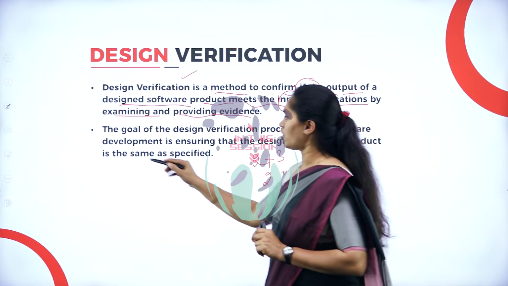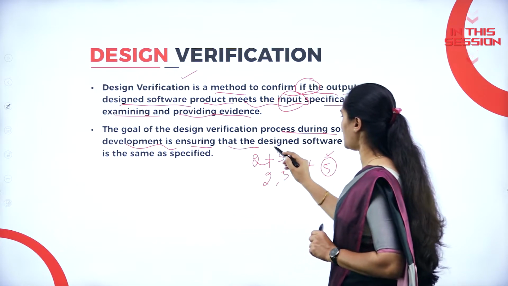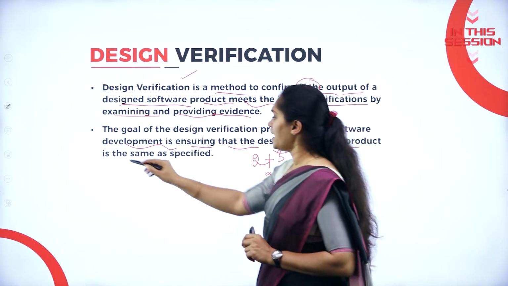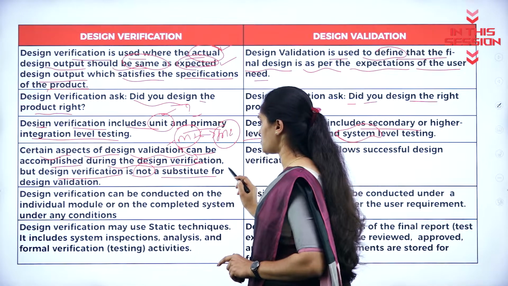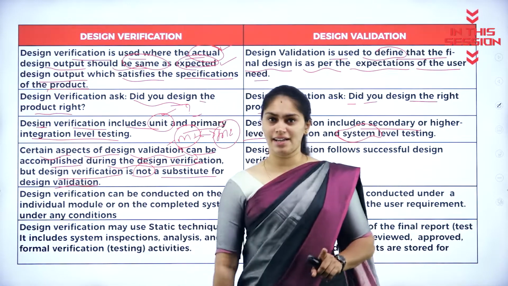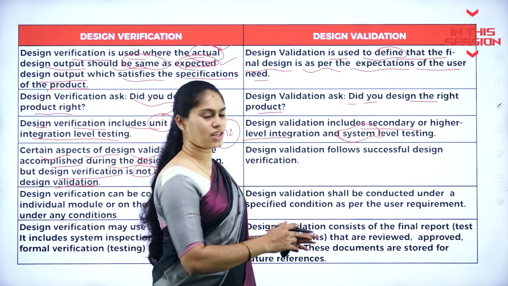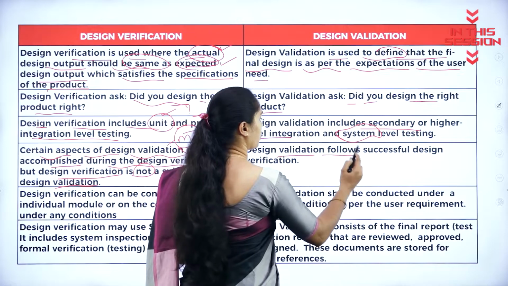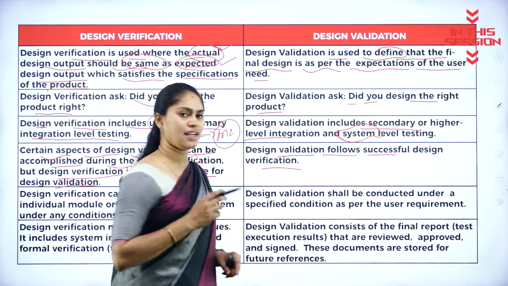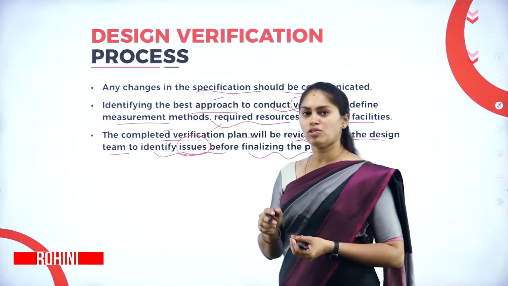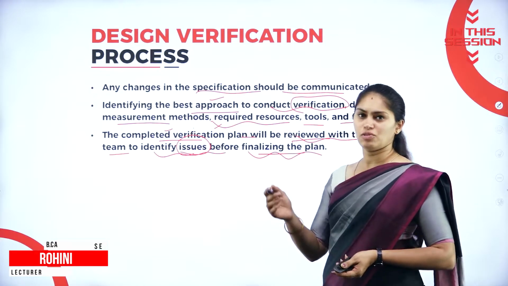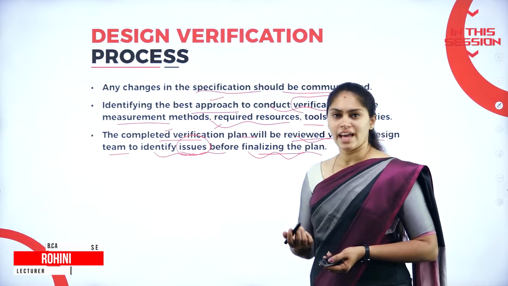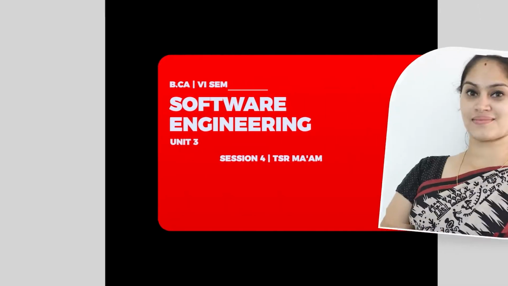Mainly during the software development is ensuring that the designed software product is same as specified. Verification is not a substitute for the design validation. So first verification comes, then validation will follow the successful design verification. If we get to know the issues at the earlier stage before finalizing the plan, then it would be easy to develop an error-free system.